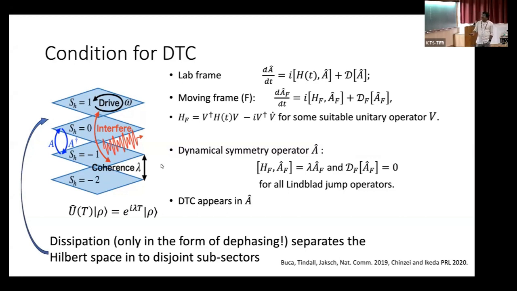What is actually happening is that the dissipator is separating the full Hilbert space into disjoint subsectors. Each subsector will oscillate with the frequency omega, and this dynamical symmetry operator will act as a dark Hamiltonian, which will induce some coherence between two different subsectors, and that coherence has a value of lambda, which will be seen as a response. So the role of the dissipator is to have this kind of separation.